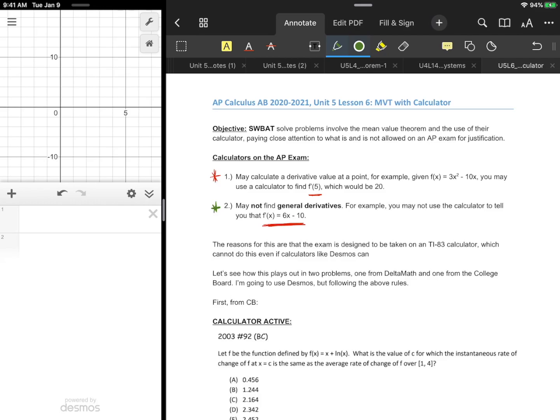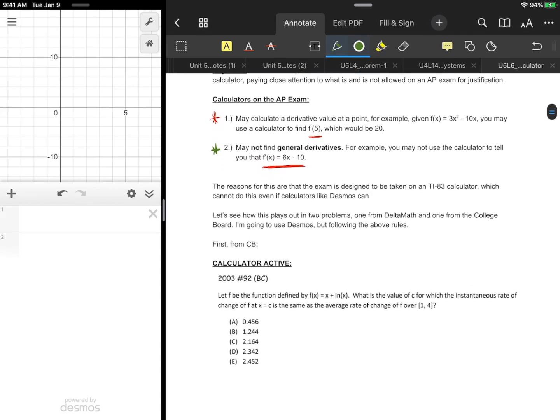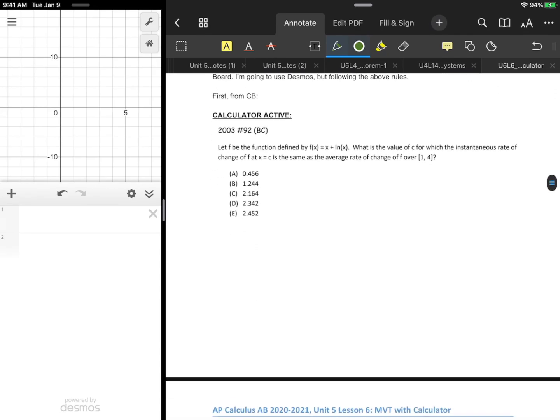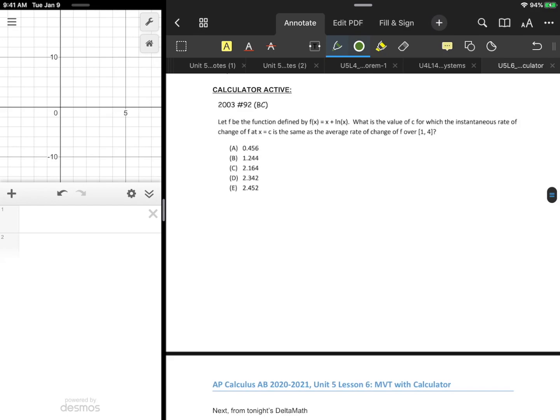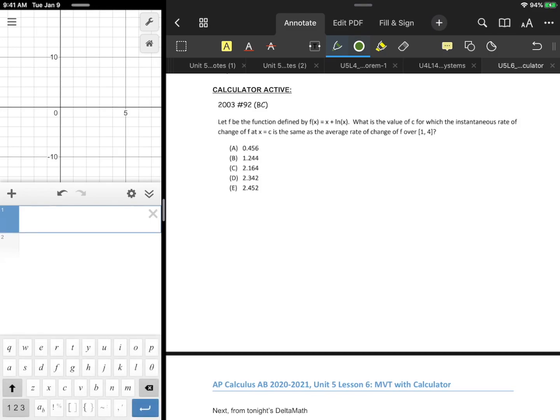So let's see exactly how you would solve this problem if you could take derivatives at a point, but not actually graph derivatives unless you find them on your own. So here's a question from the BC exam in 2003, number 92, but it's an AB topic. Let f be the function defined by f of x equals x plus the natural log of x. We've got all these multiple decimal place numbers here to the thousandths place, so that's your clue that this is going to require a calculator.